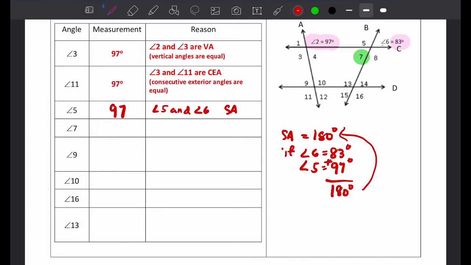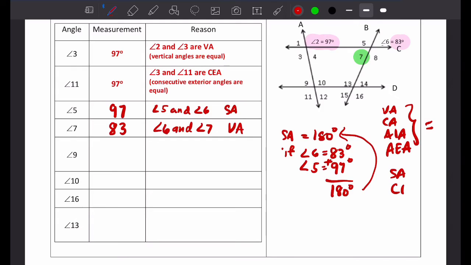So, if angle 6 is 83, then angle 7 is 83 as well, because angle 6 and angle 7 are vertical angles. And vertical angles are equal. Remember? Vaka, aya, eya. These are all equal. And the other one, saseya, this all total 180.